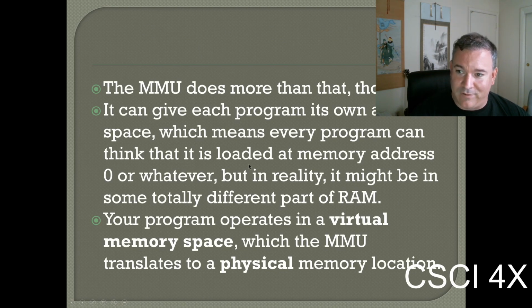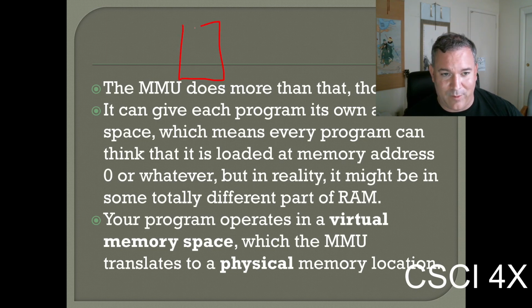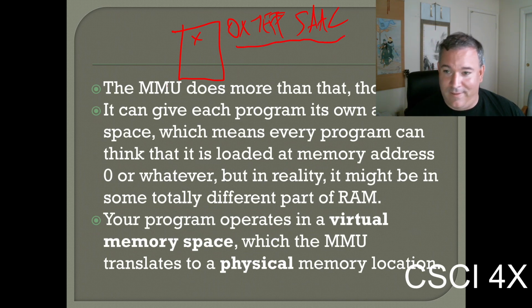It does a lot more of that, though. One really interesting thing, have you ever thought about this? Your memory address zero is not the same memory address zero of other people. They're all different. So when you print out the memory address of variable X, it says X is at 7FFF5AAC. That's actually not the address in RAM that it's at. That's the fake memory address. Every time you run a program, it gives you your own memory address, starting at zero, going up to 7FFFFFFF.